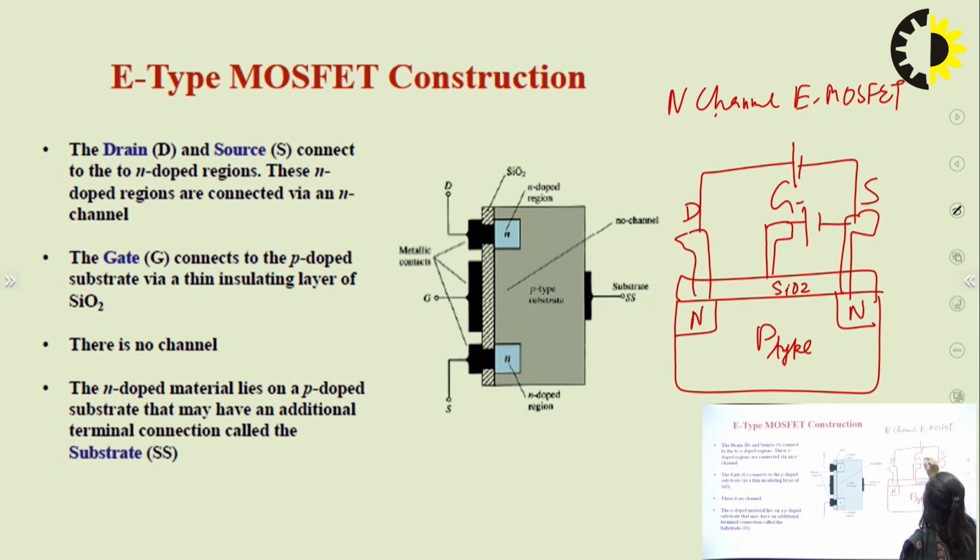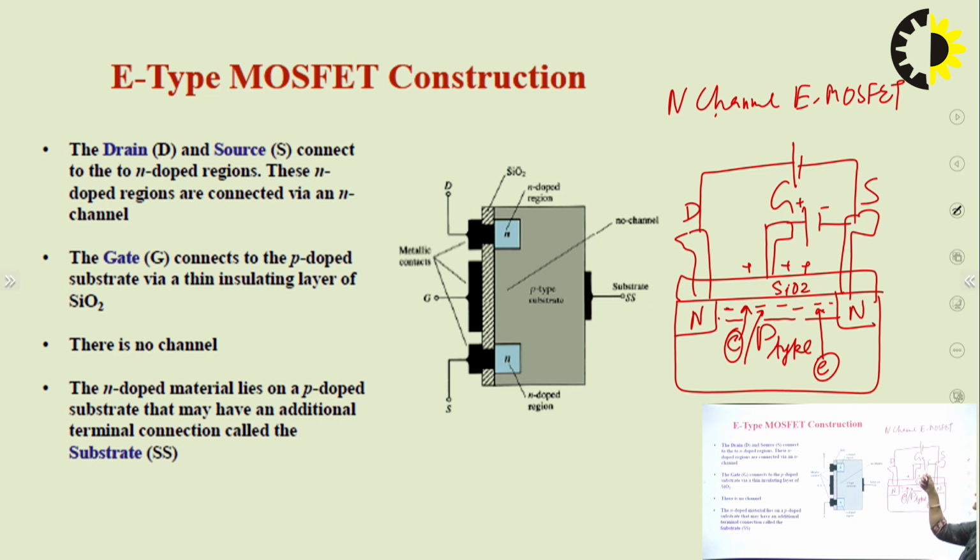Okay, this will be positive and this will be negative. So this positive supply will attract the electrons present in the p-type substrate as minority charge carriers, and these electrons, due to this positive supply, will move towards the top and be collected here. So due to the majority of the electrons at this side, there will be a formation of channel.